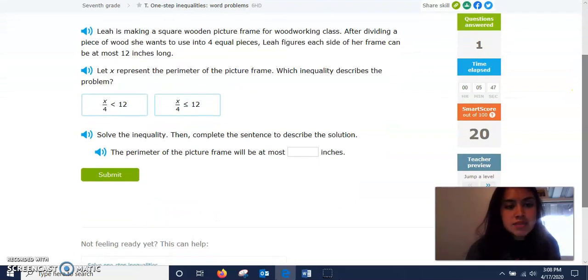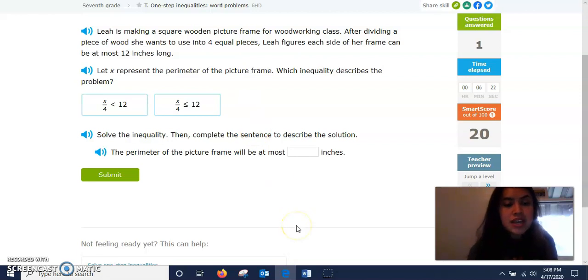It says, Leah is making a square wooden picture frame for woodworking class. After dividing a piece of wood she wants to use into 4 equal pieces, Leah figures each side of her frame can be at most 16 inches. Let X represent the perimeter of the picture frame. Which inequality describes the problem? Okay, so it's pretty cool on this exercise that they already tell you what you're dividing x by, which is 4, because it tells you here that you have to split a certain number by 4 and then getting 12.